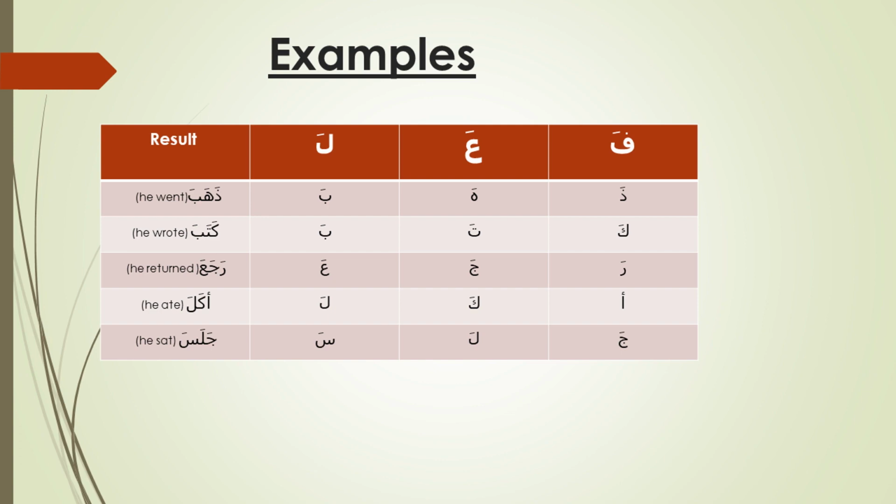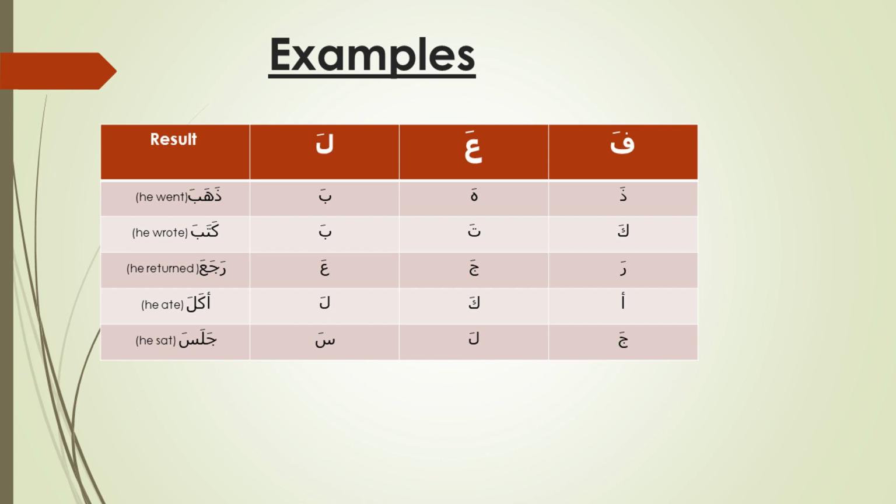Then we have the next verb, raja'a. This means he returned. A single male returned. The fa is being represented by the ra. Okay, someone else answer. The jim is being represented by the ayn. And the last letter, the ayn, is being represented by the lam.